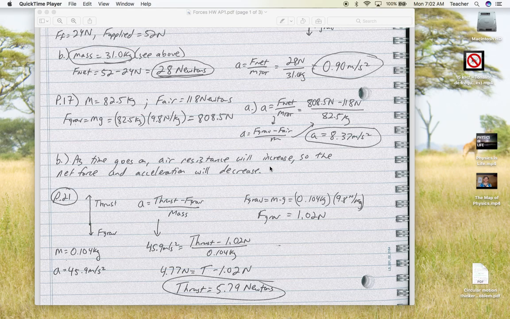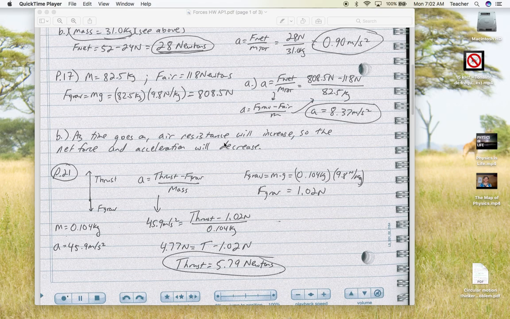As time goes on and the person falls faster and faster, the force of the Earth is not going to significantly change, but the force of the air is significantly going to change, up until the point where the force of the air up is equal to the force of gravity down. And at that time, the person will be at terminal velocity, which is 0 meters per second squared.